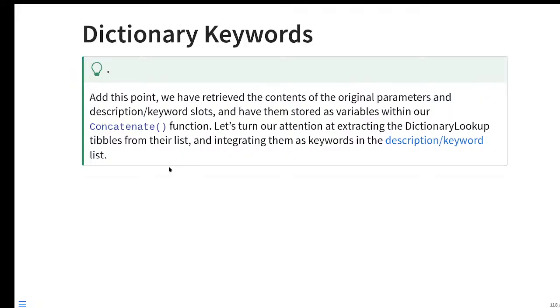So let's step back, let's see where we're at. At this point, we've retrieved the contents of the original parameters as well as the description keyword slot for a designated specimen within our gating set. And we have them stored as variables within the environment of our concatenate function. So let's start turning our attention to extracting the dictionary lookup tables from their list and then integrating them in as new keywords within that description keyword list we've just retrieved from the specimen.